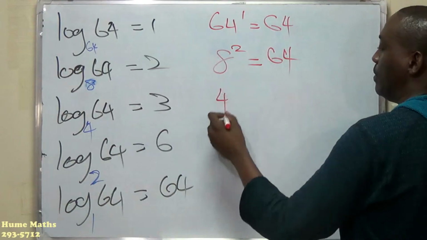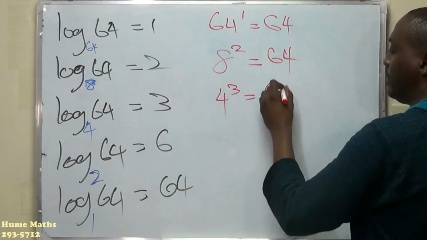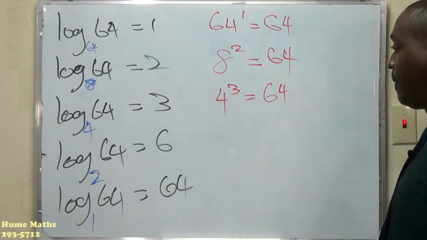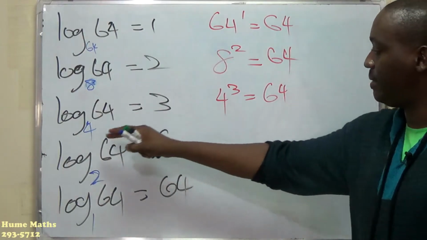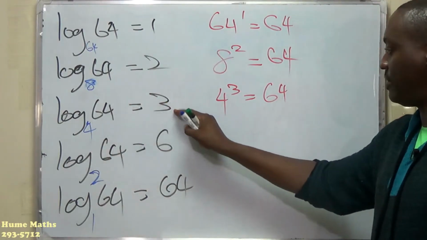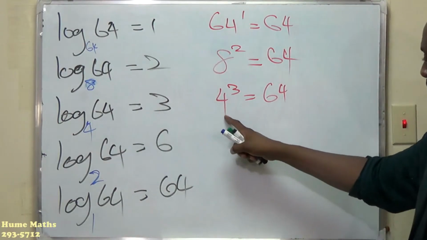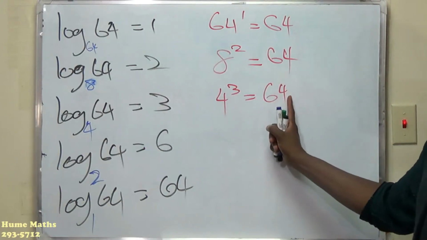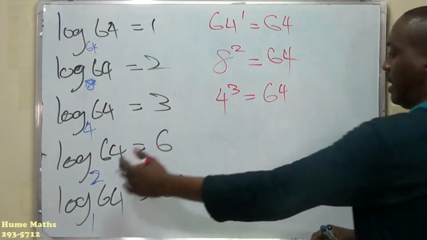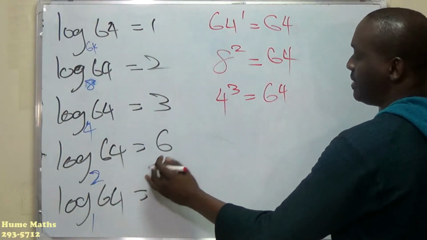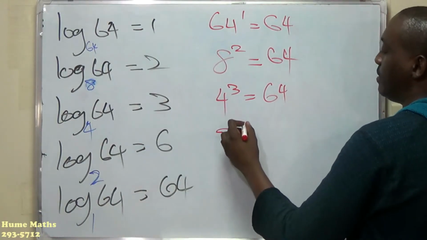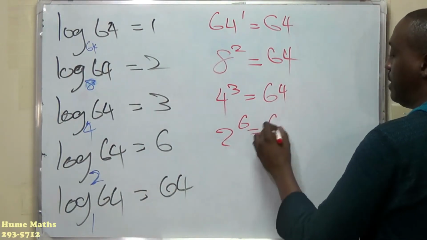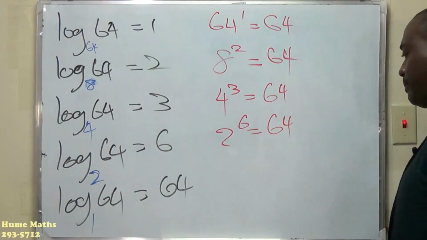That is so only because 4 to the power of 3 is 64. So 4, which is the base, to the power of 3 is equal to 64. Base to the power equals quotient. The log of 64 to the base 2 is equal to 6. That is only so because 2 to the power of 6 is equal to 64.